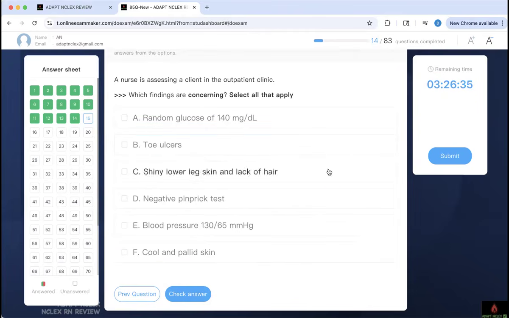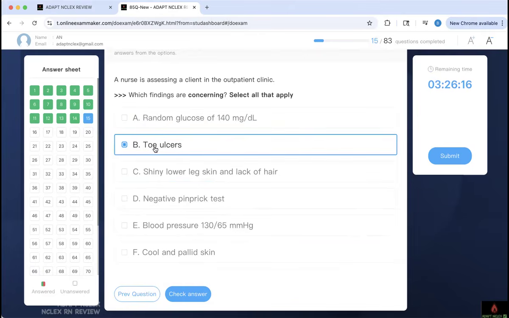Random blood glucose of 140. Is it bad? Toe ulcers. Is it bad? Shiny left leg and lack of air. Is it bad? Negative pinprick test. Is it bad? Blood pressure of 130/65. Should you worry about the cold and pallid skin? I can tell you, glucose of 140 is fine.